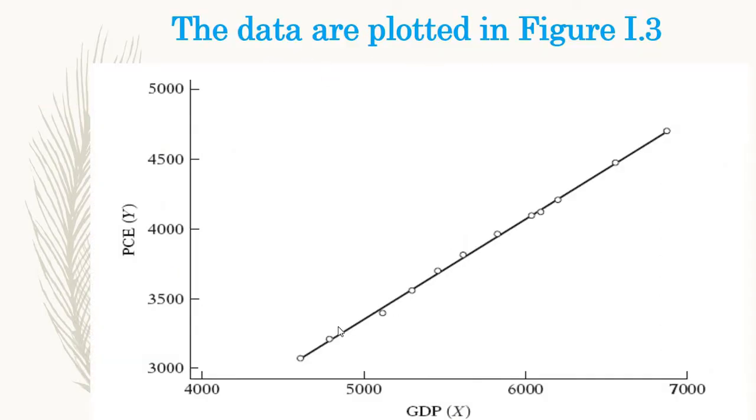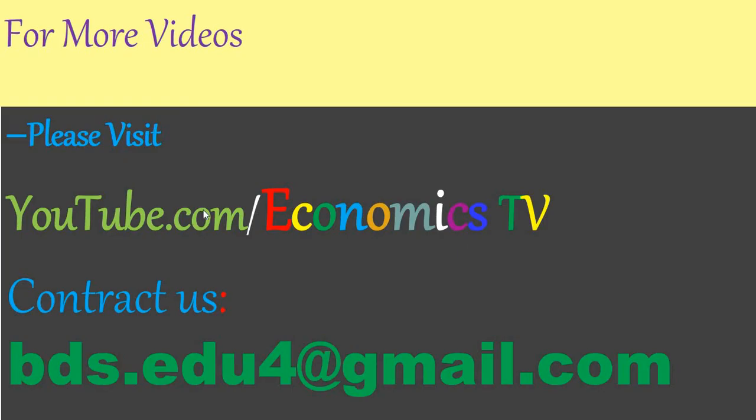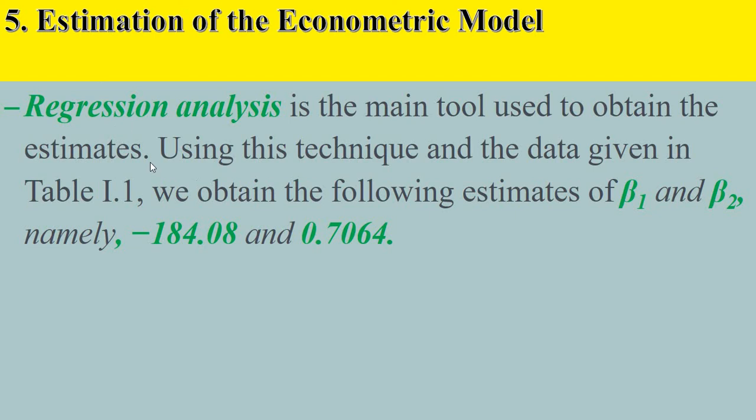So if we plot this data, we get a nice linear curve. This is a line. This horizontal axis shows the GDP, and this vertical axis shows the personal consumption expenditure, and this is our plotted data. So next, our fifth step in the methodology is to estimate the econometric model. This is the regression analysis. This is one of the important things, and let's talk about it in the next video.